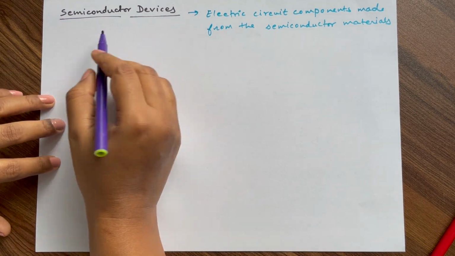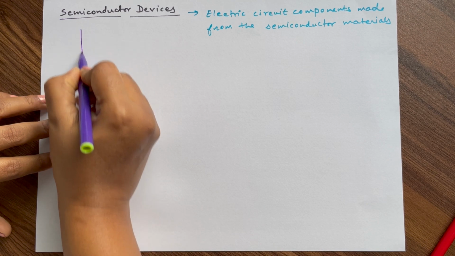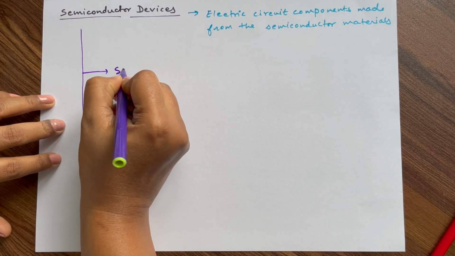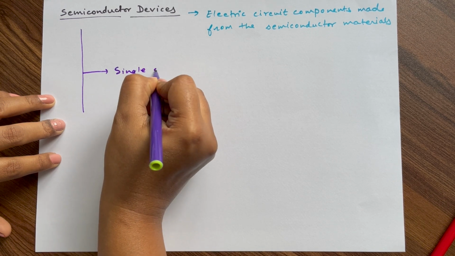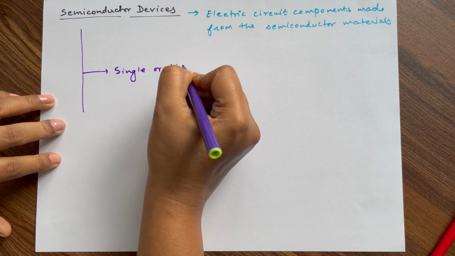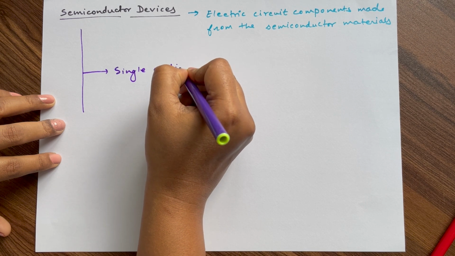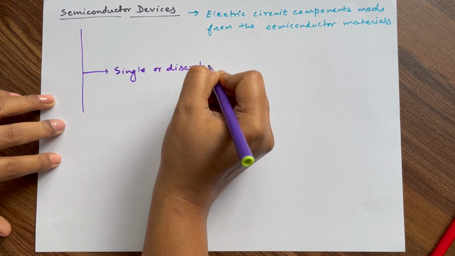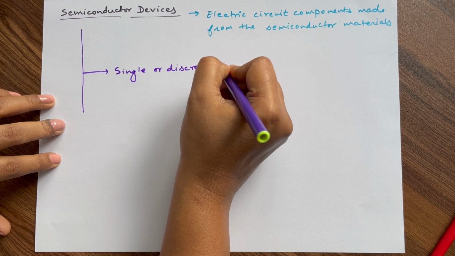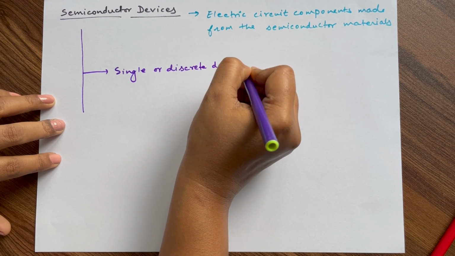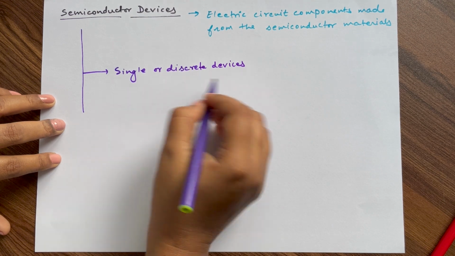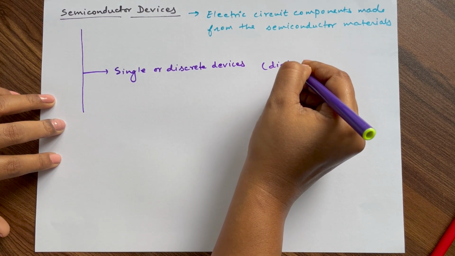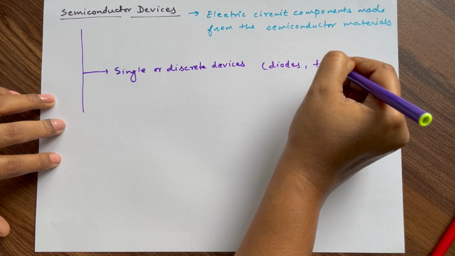The semiconductor devices can be of two types. First one is single or discrete devices. Examples are diodes and transistors.